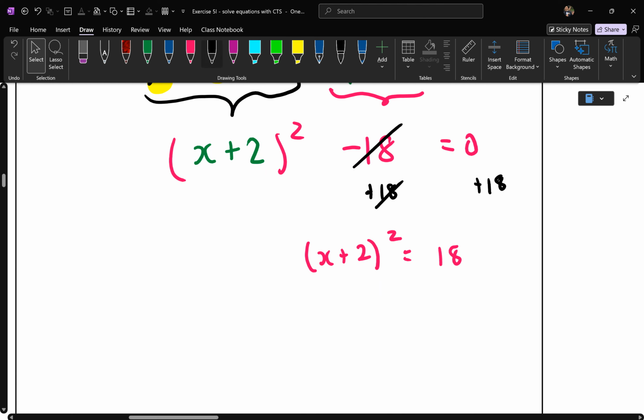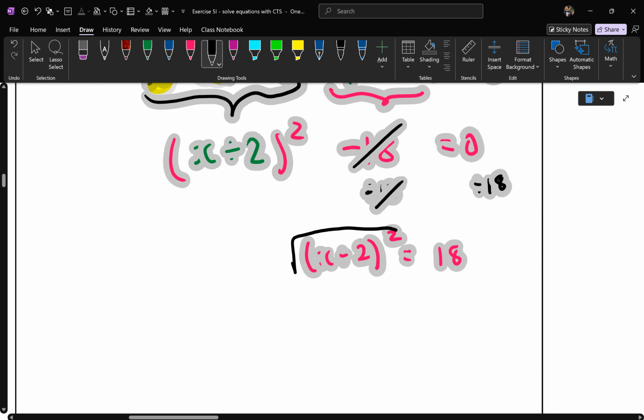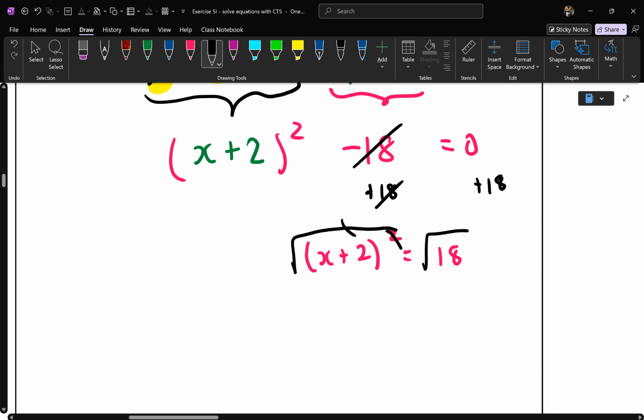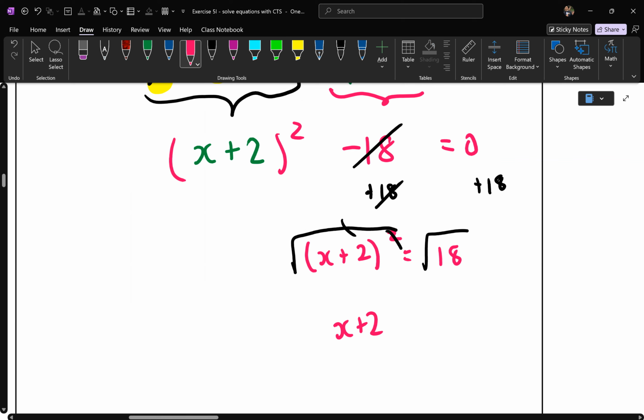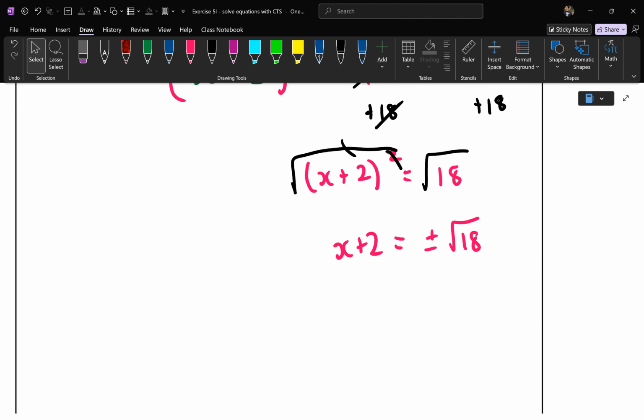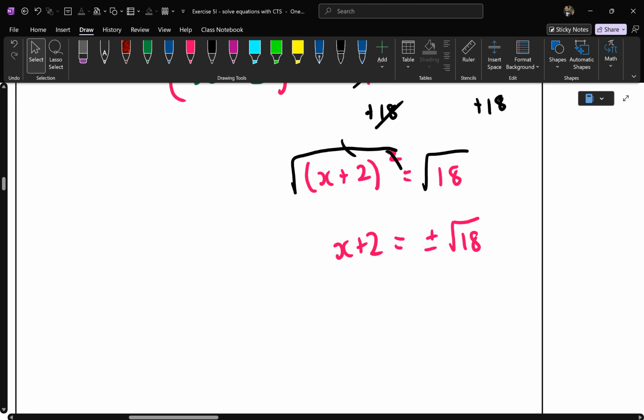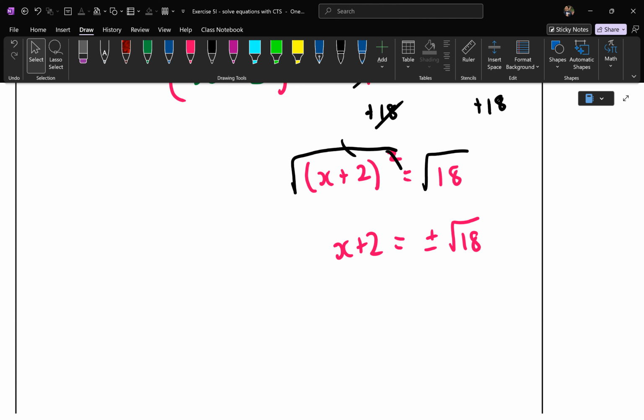Getting rid of the square, you square root both sides. But when you square root, what do you have to be careful of again? Plus minus. You must have the plus or minus root 18. Don't leave it as root 18 where you can simplify. You must. Go back to your surd skills. How do you simplify root 18? What does that come to, Nishi? 3 root 2 because 18 is 9 times 2 and 9 can be square rooted to 3.